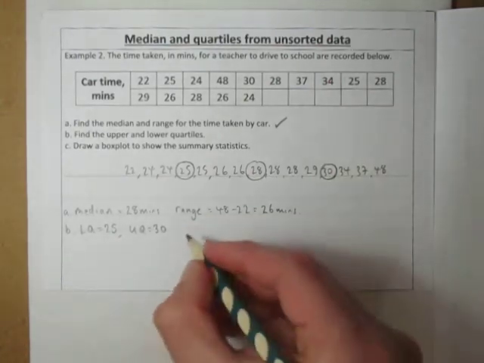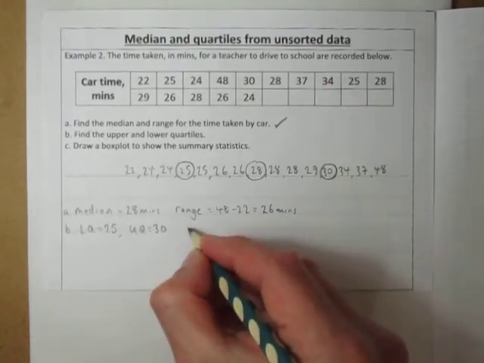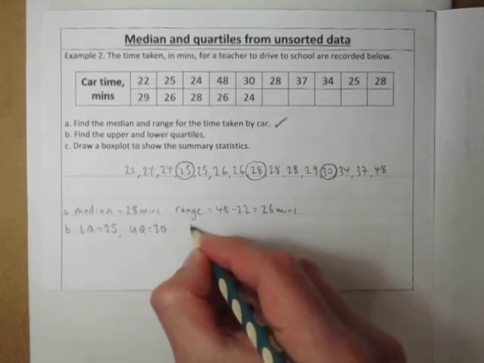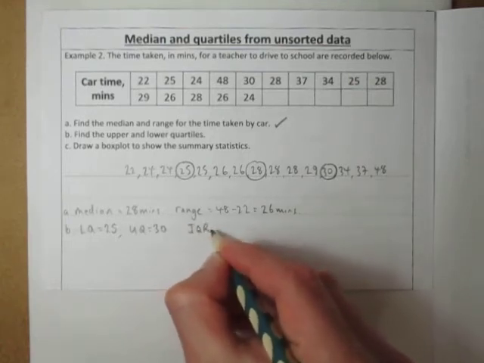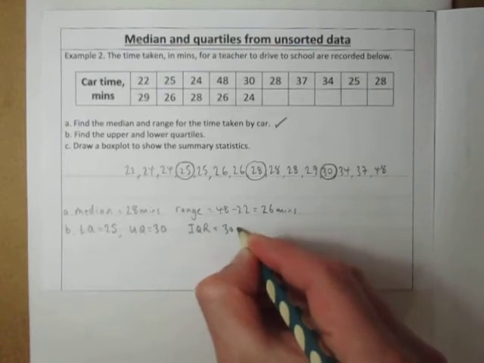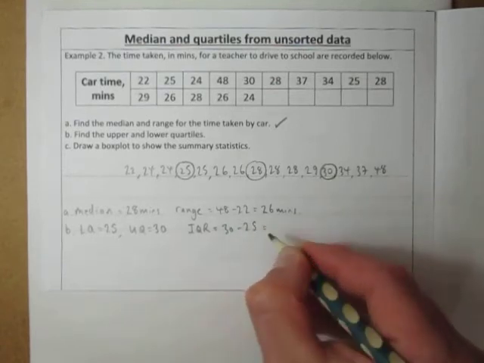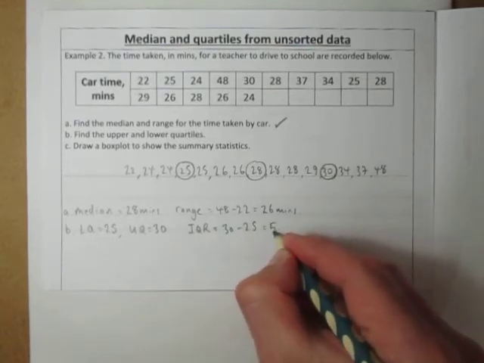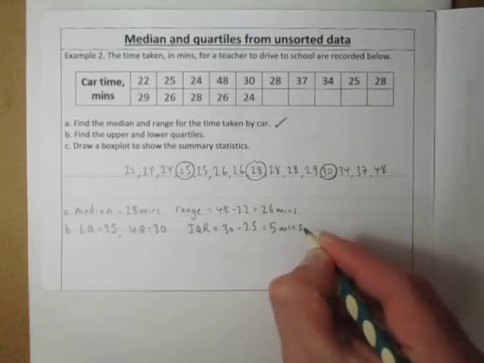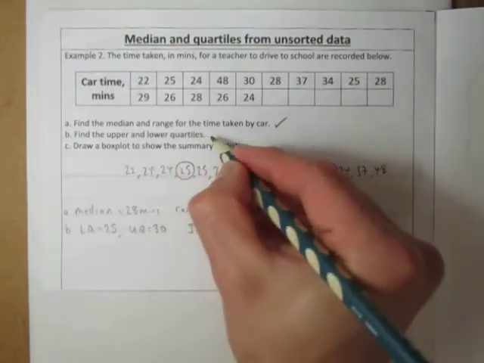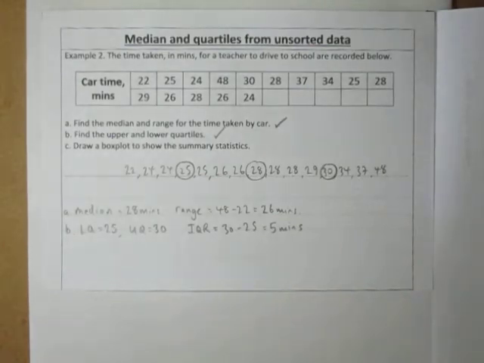Therefore, if I look at what we call the interquartile range, 30 take away 25 gives me an interquartile range of 5 minutes. And the benefit of doing that, as I say, is it ignores the extreme values at either end of the data. Now, what we're going to do next is draw a box plot to show these summary statistics.